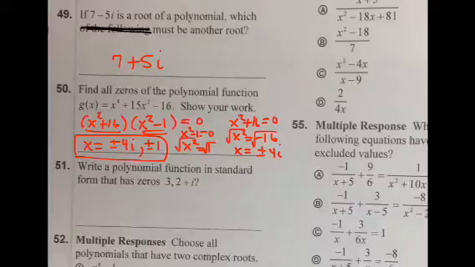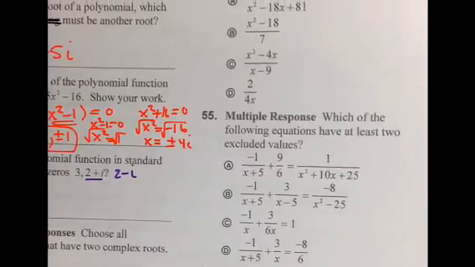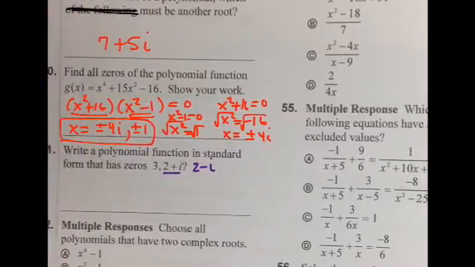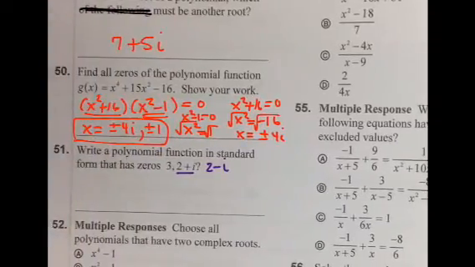For number 51, write a polynomial function in standard form that has those zeros. I know that I'm going to have to add a third 0, because since 2 plus i is a 0, then 2 minus i has to also be a 0. Let me see. I need a little bit more space on what I have here. So I'll find the polynomial for these two. Let me set it up.